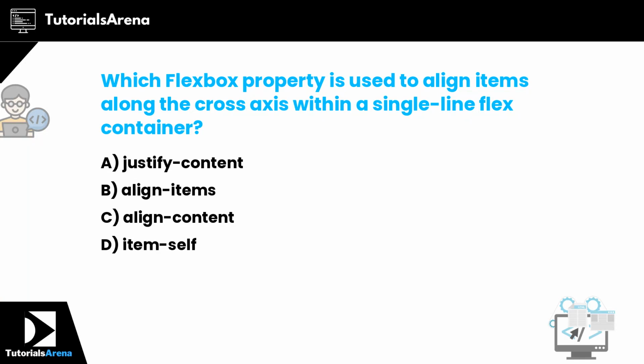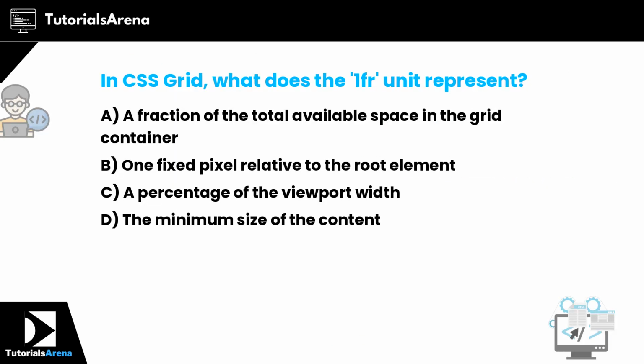Which Flexbox property is used to align items along the cross-axis within a single-line flex container? The correct answer is option B, align-items. In CSS Grid, what does the 1fr unit represent? The correct answer is option A, a fraction of the total available space in the grid container.